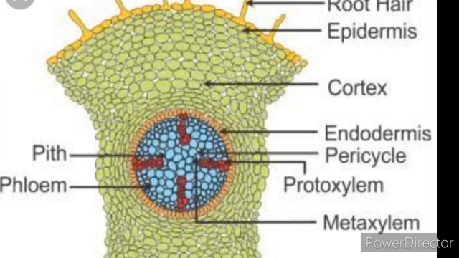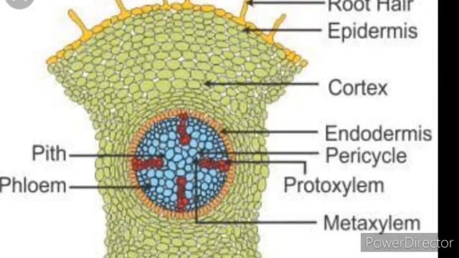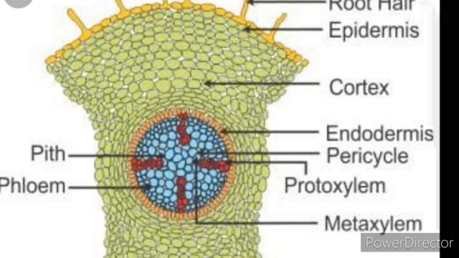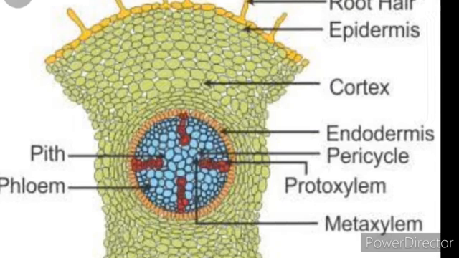Now this cortex consists of, again, the endodermis. In between the stele and the cortex you can see a thin layer, which is also present like the epidermis. The epidermis is the layer present outside, that means above. This is the endodermis, which is inside. You can see the thin outline like a bangle, that is the endodermis. It is the innermost layer of the cortex.